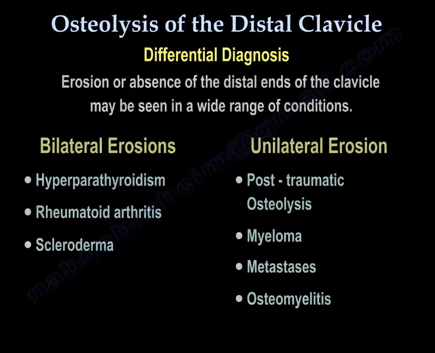Differential diagnosis: erosion or absence of the distal ends of the clavicle may be seen in a wide range of conditions. These conditions can be bilateral or unilateral. Bilateral erosions can occur in hyperparathyroidism, in rheumatoid arthritis, and scleroderma. Unilateral erosion can occur in post-traumatic osteolysis, in myeloma, in metastasis, and in osteomyelitis.